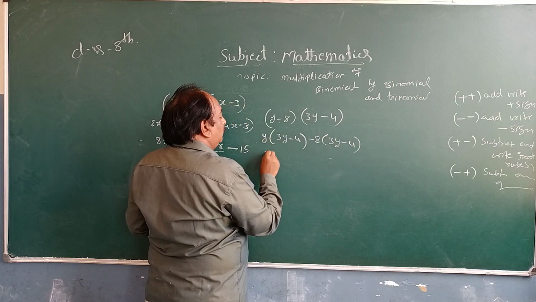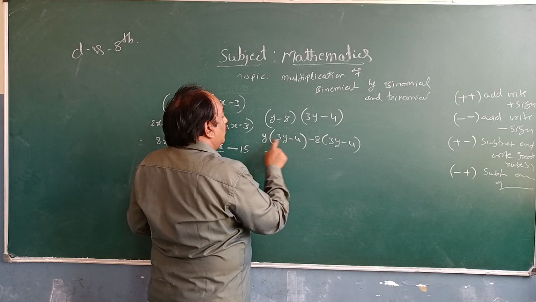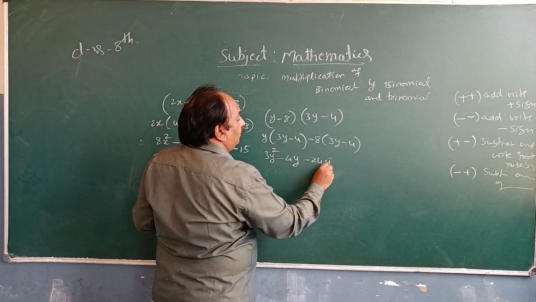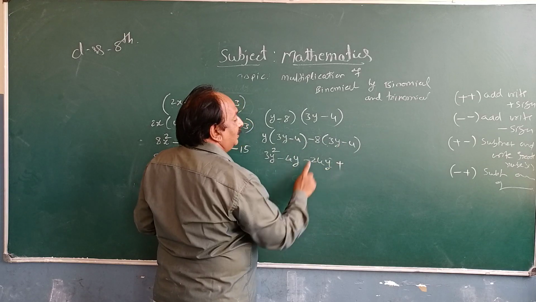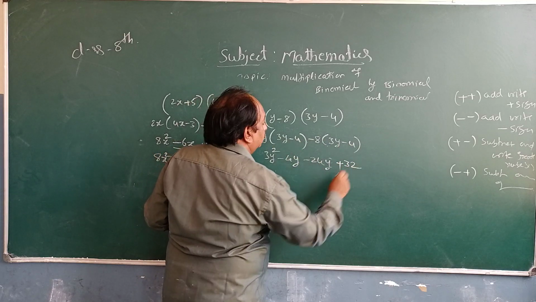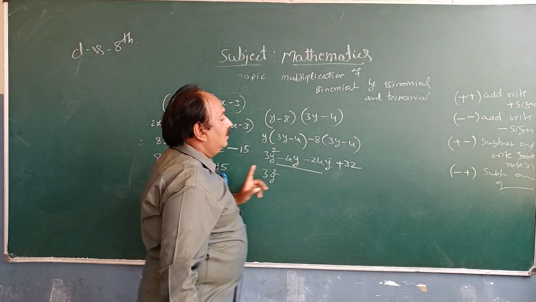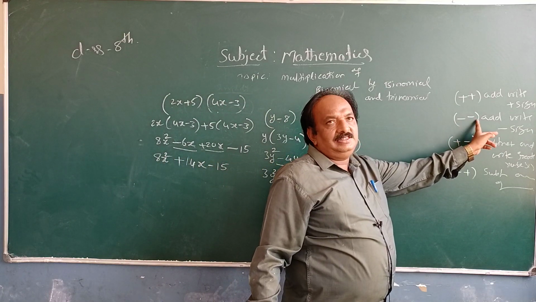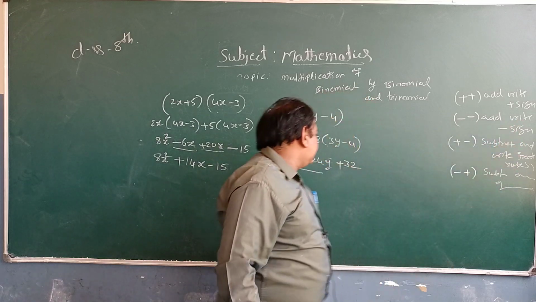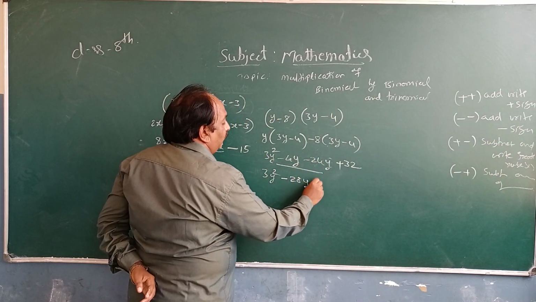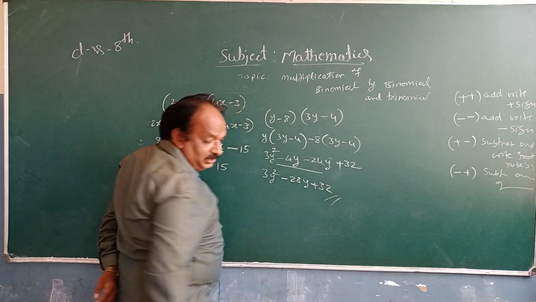3y into y, 3y square. Minus 4 into y, minus 4y. 8 3s are 24y. Minus into minus plus, 8 4s are 32. Again 3y square; both are minus, add and write the minus sign, minus 4 minus 24, minus 28y plus 32.